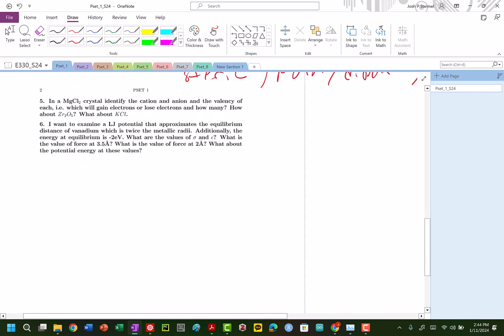In an MgCl2 crystal, what's the cation? It'd be Mg, and that's going to be 2+, and Cl will be -1. Again, this will give up 2 electrons, and this will gain an electron. Zr2O5: Zr will be +5, and O will be -2. Same thing there. K will be +1, and Cl will be -1.